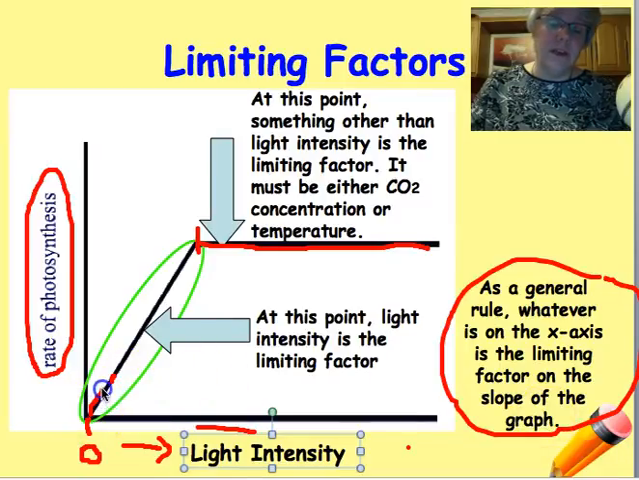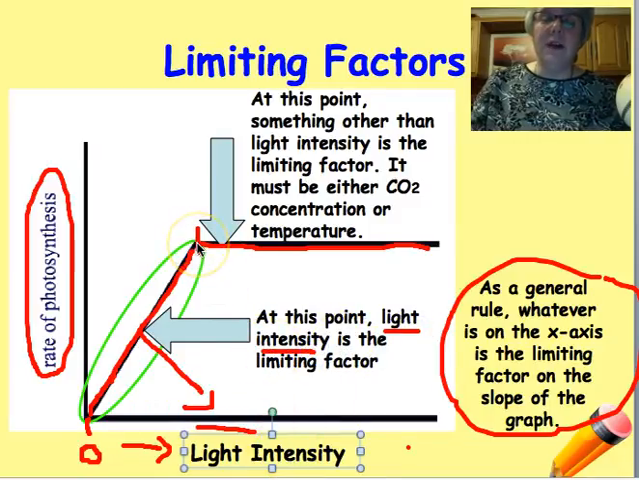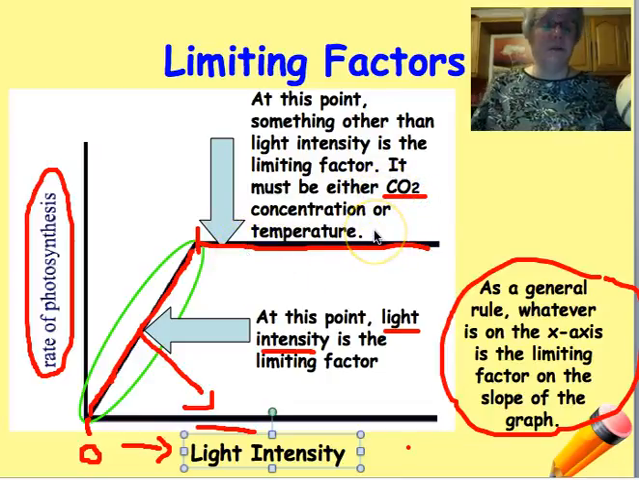So what we're saying here is that from this point to this point, whatever is down here on the x-axis is what is limiting photosynthesis. So at this point it's light intensity, because that is what is down here. But after this point, something else is a limiting factor, and that could either be carbon dioxide concentration or it could be temperature.